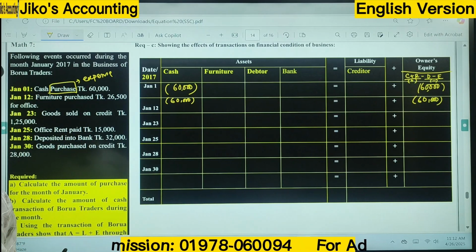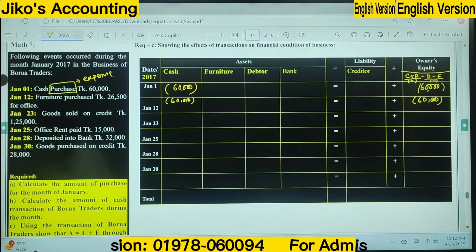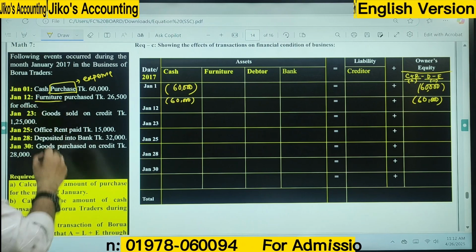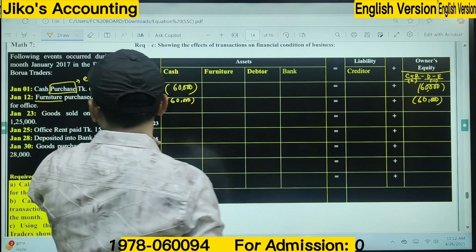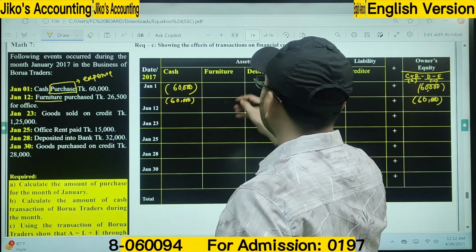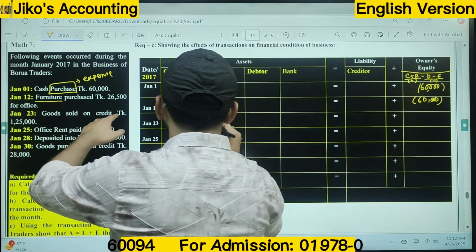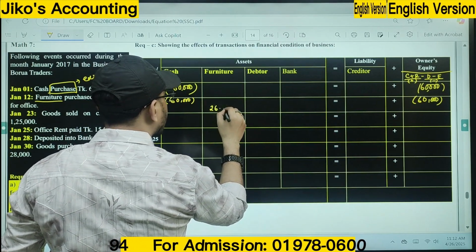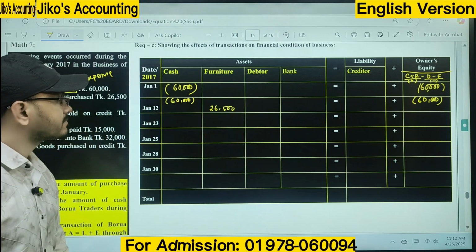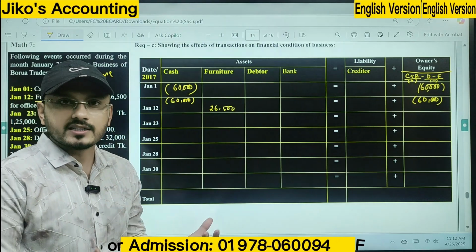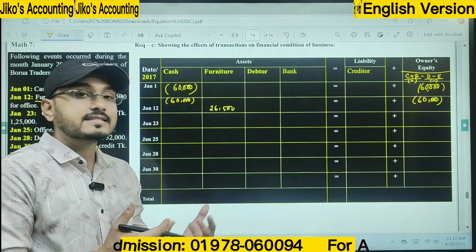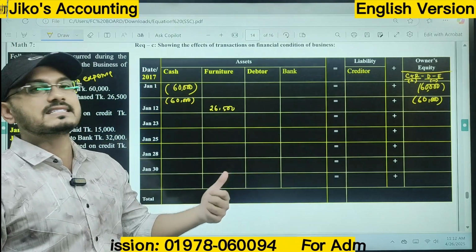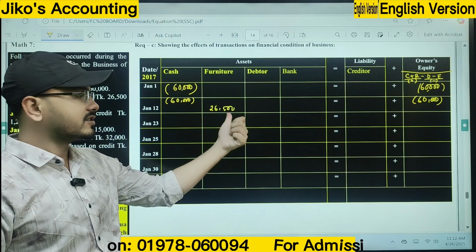Again, furniture purchased taka 26,500 for office. You can say furniture. Sir, furniture is an asset. That indicates the increment of the asset. So what is my asset here? And the value is 26,500, sir. Is it okay? If we purchase furniture, how does it imply? It indicates the increment of the asset. So what is the asset name? Furniture. I have shown it over there.